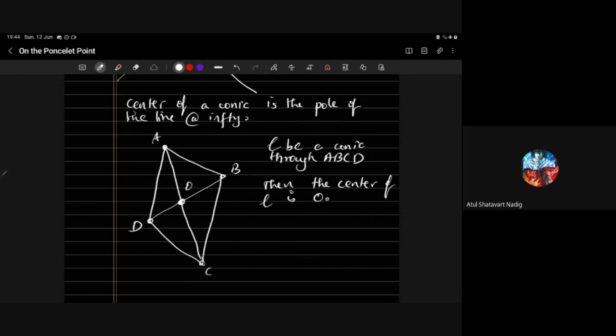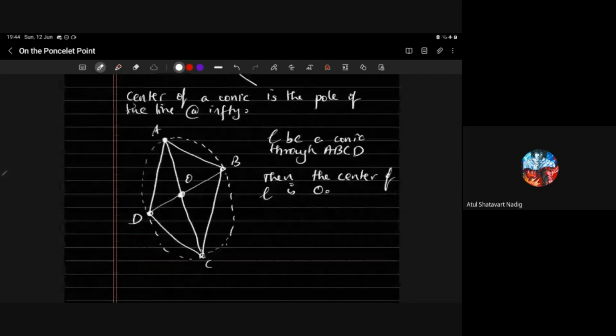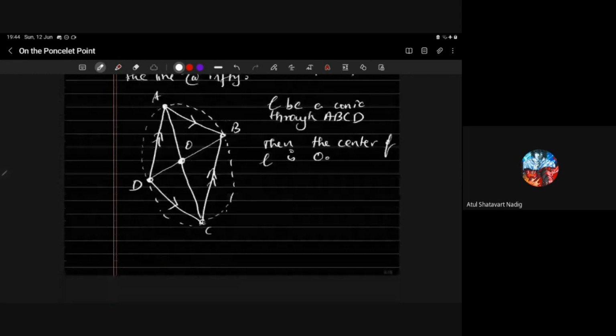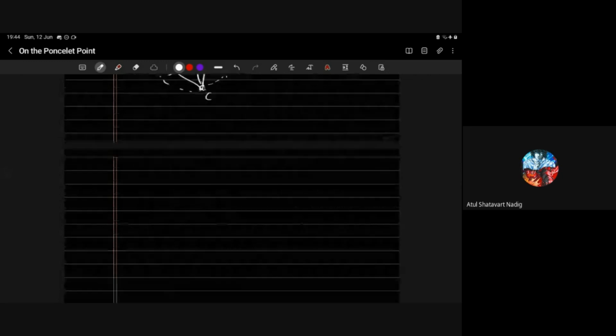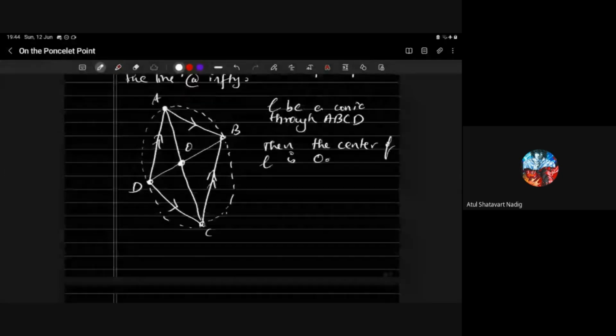Should I draw the conic? I'll draw it, let's see. Again, the only fact I'm using is the center is the pole of the line at infinity, and this is a parallelogram, so that should give you enough hints. Okay, no replies. I'll go ahead.